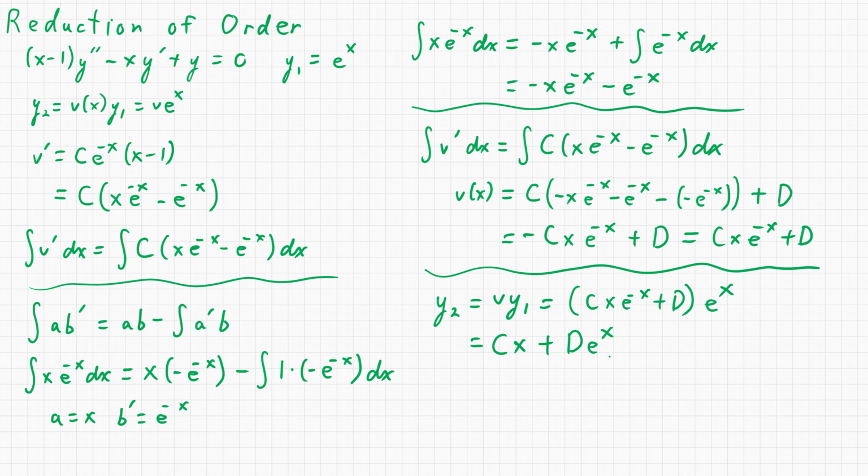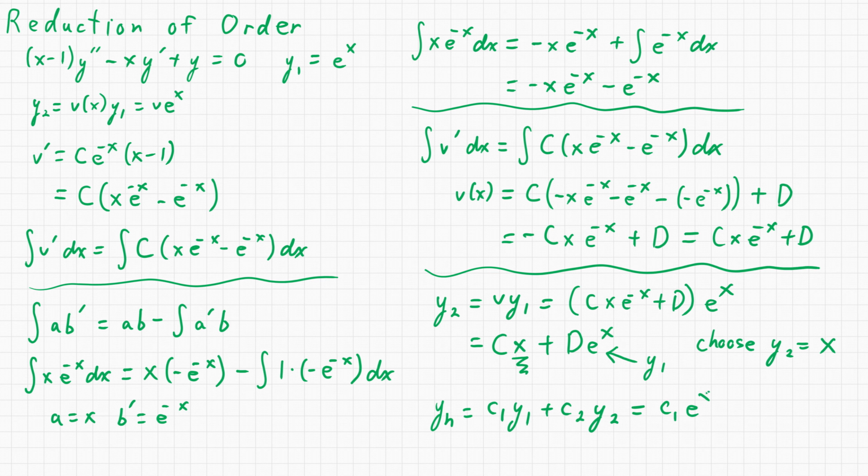We already have this piece. That's y1. So we're going to choose y2 equal to the new unique function, which is this x. x is not e to the negative x, those are very different functions. So we're just going to choose our y2 as x to make things a little cleaner, get rid of some constants. So in our homogeneous solution, y homogeneous, c1 y1 plus c2 y2 equals c1 e to the x plus c2 x. And we're done.